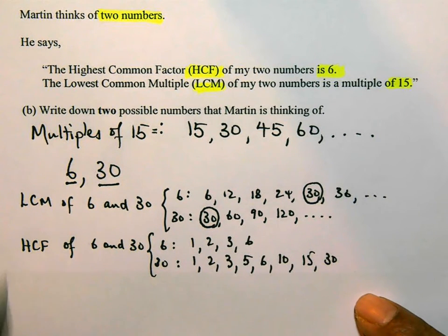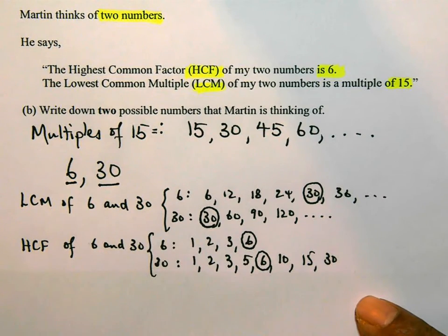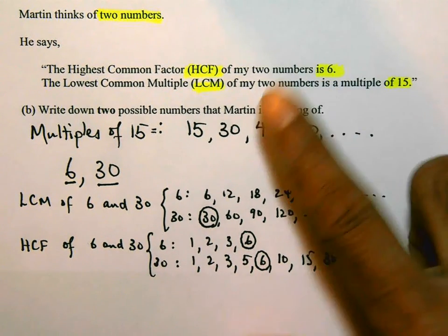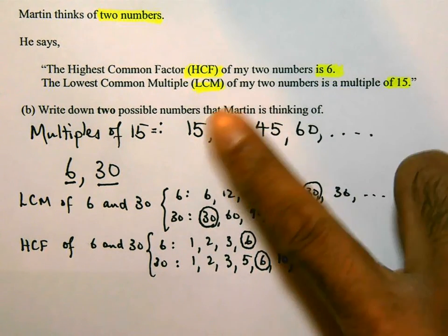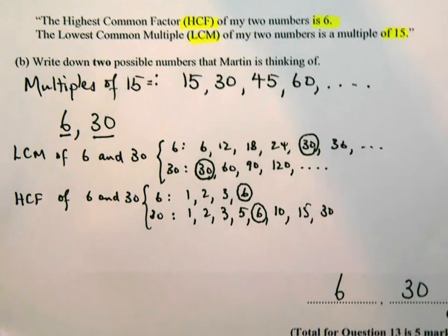So the highest common factor, the highest number that's common to both of them, this time remember it's the highest common factor, is going to be 6. So the highest common factor is 6, and the lowest common multiple is a multiple of 15. So my answer is going to be 6 and 30, and that's what I've written in the answer space.